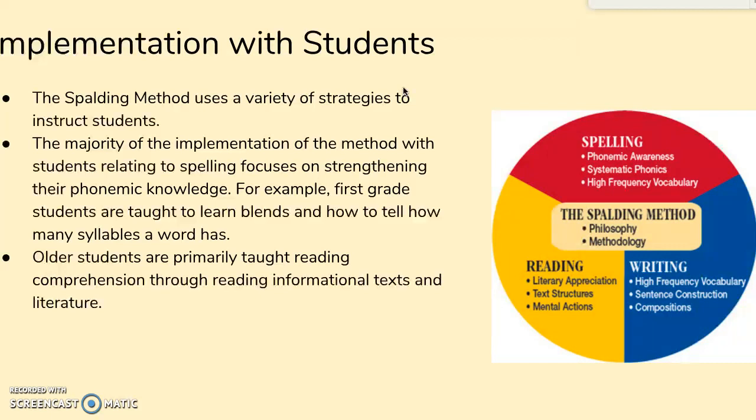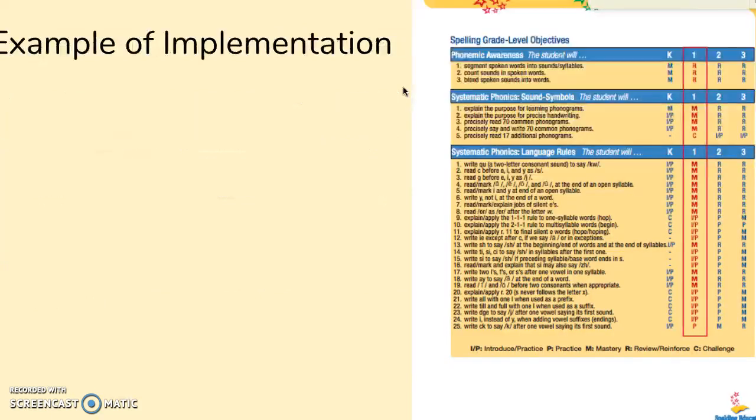In addition to this, older students are primarily taught reading comprehension through reading informational text and good literature that is appropriate for the level that they are currently reading at. So through that, students are better able to understand literature because they're not reading literature that's dumbed down for them or literature that's way too beyond them. They're basically right where they need to be and right where they are learning-wise.